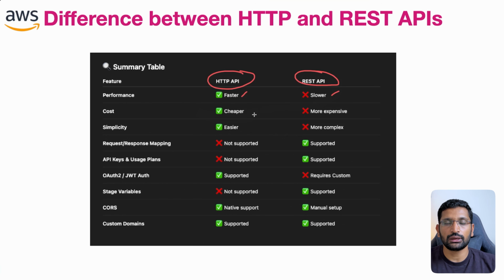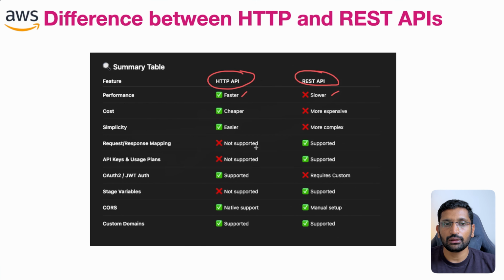Cost, the HTTP API is cheaper and REST API is a little bit costlier. Simplicity, of course, HTTP API is much simpler. Don't worry, I'm going to show you the REST API after this, and that's where you're going to see the complexity of our REST API.